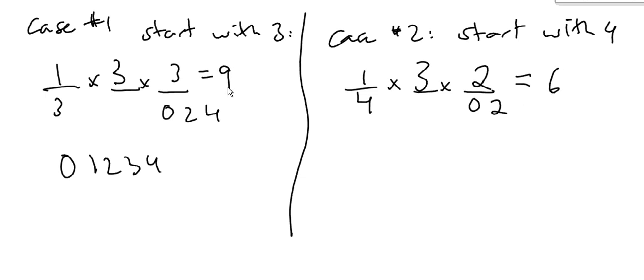So there are 9 3-digit even numbers greater than 300 following the rules, and there are 6 3-digit even numbers starting with 4. So the total, the answer to the question, is 9 plus 6. There are 15 even numbers greater than 300 that satisfy the rules.